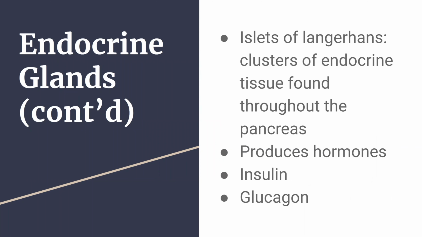You have the islets of Langerhans. These are clusters of endocrine tissue found throughout the pancreas, and they produce hormones. And you have insulin and glucagon.